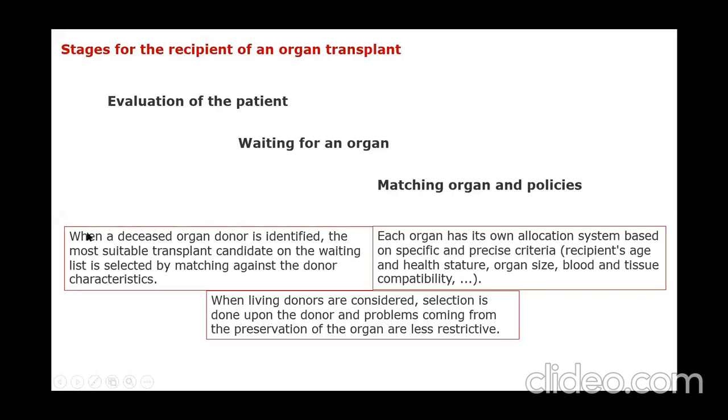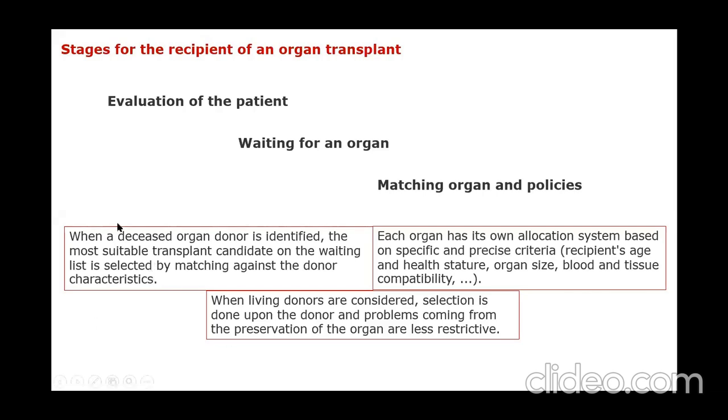You work on the policies for the recipient and donor because you deal with humans, so you need to follow ethical procedures. When it comes to a cadaver, when a deceased organ donor is identified, who volunteered to donate organs after death, the most suitable transplant candidate on the waiting list is selected by matching against the donor characteristics. So when the cadaver comes, the organs are isolated from it. Then you go to the database. You don't give it to just anybody who wants it. You have to give it to whoever is waiting on the list, because the waiting list may sometimes be very long and the patient may be dying soon.